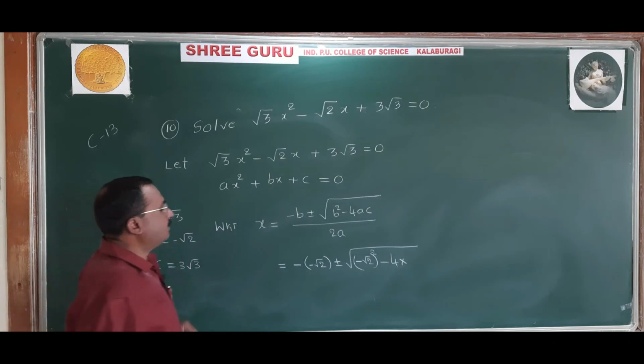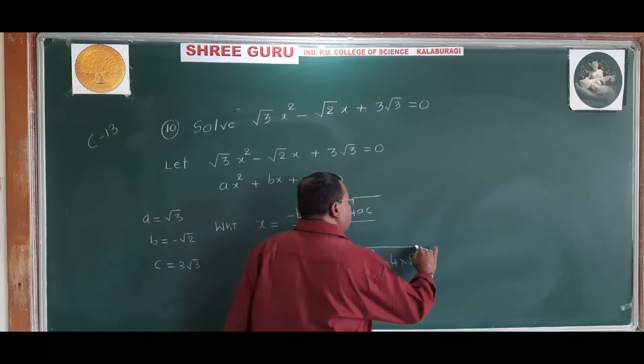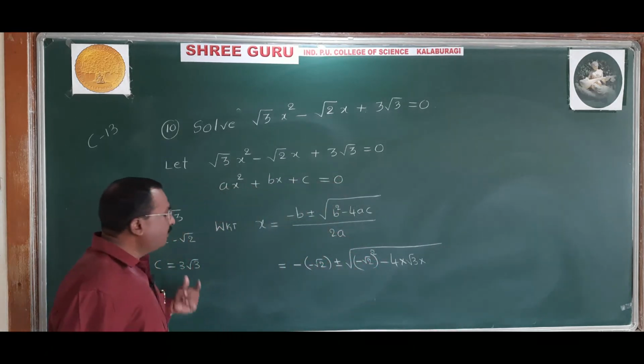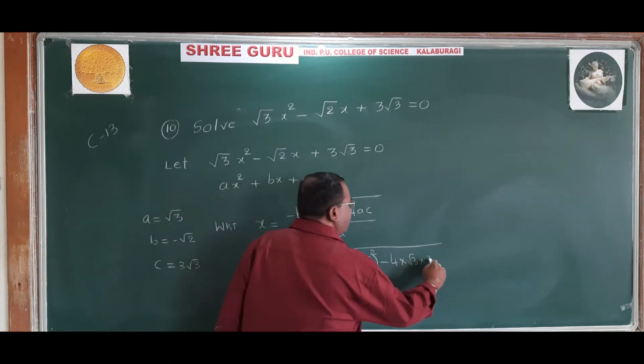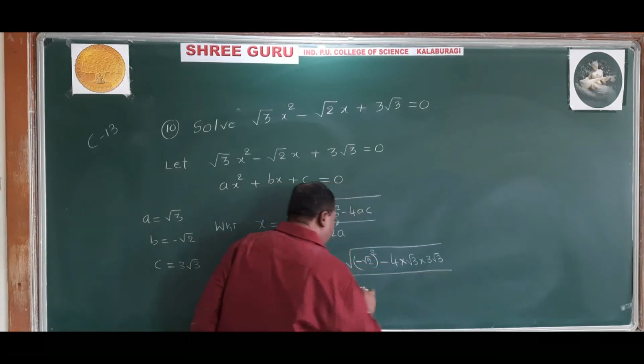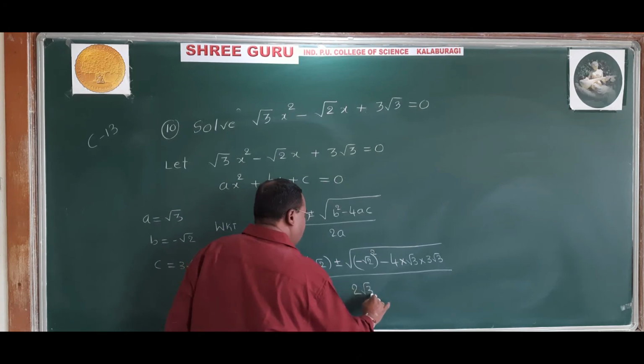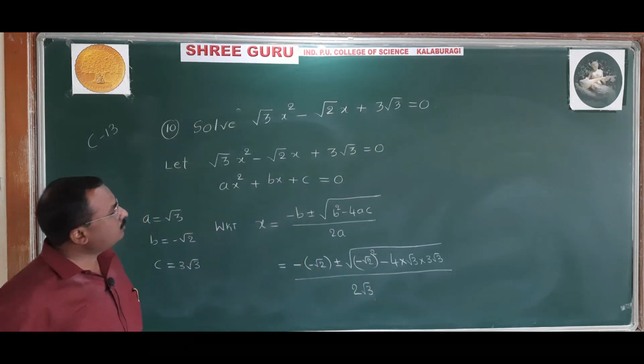A is what? Root 3. C is what? 3 root 3. 3 root 3 divided by 2a. 2a is what? 2 root 3. Any doubt?